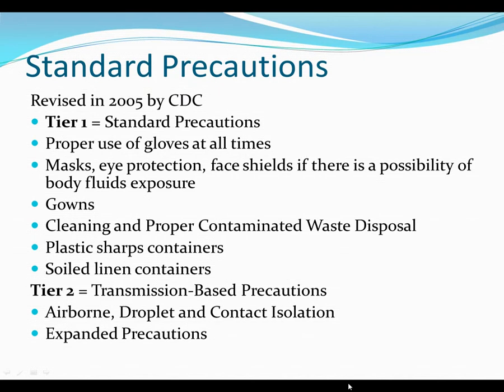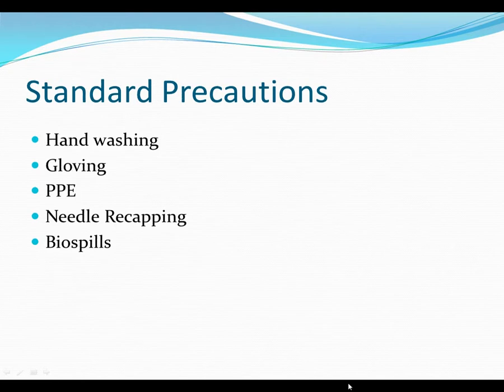Now, standard precautions have been divided into two tiers. Tier 1 is basically standard precautions which we use on every patient. This means every patient that we come in contact with could potentially have an infectious disease, so we need to use common sense and use personal protective equipment when necessary. Tier 2 is for those patients who we need more protection against. They're suspected of having some kind of communicable disease, so we need to use a bit more precautions than just the regular standard precautions. And we're going to go over each of these individually.